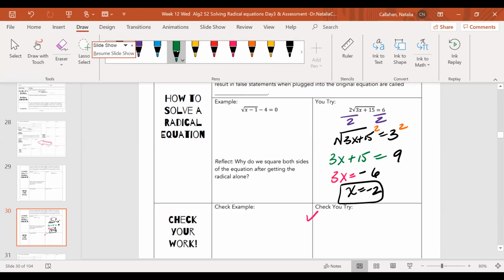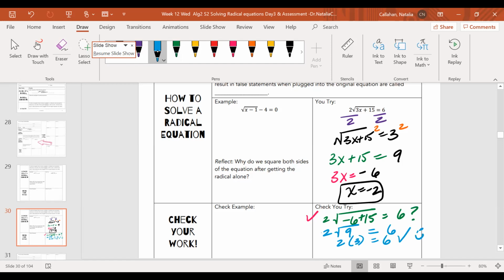So negative 2. So I have 2 square root 3 times negative 2, which is a negative 6, plus 15. Does that equal 6? I'm gonna put a question mark because I really don't know yet, because I haven't checked. So does 2 times the square root of 9 equal 6? Well, the square root of 9 is 3. 2 times 3 is 6.